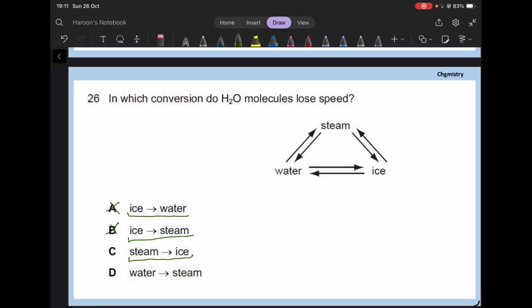Next, steam to ice, gas to a solid state. In a solid state, they can only vibrate about their fixed position. Meanwhile, in a gaseous state, they can move randomly in all directions. So this is the correct answer. They actually lose speed over here. Liquid to gas, in gas they are faster. C is the answer.